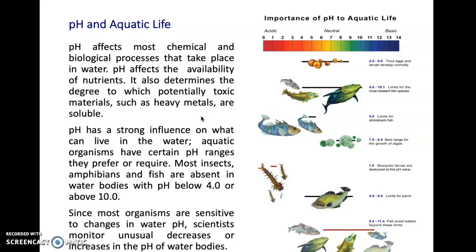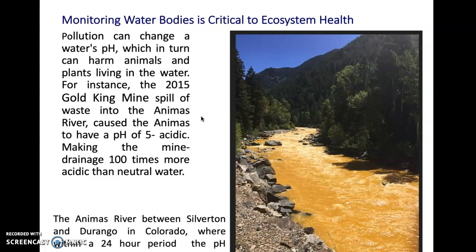It basically determines how toxic things are going to be, right? If the pH is too strong one way or the other. pH has a strong influence on what can live in the water. Aquatic organisms, we just talked about where they can survive. And because they're sensitive to changes in water pH, scientists monitor this increase or decrease in pH.